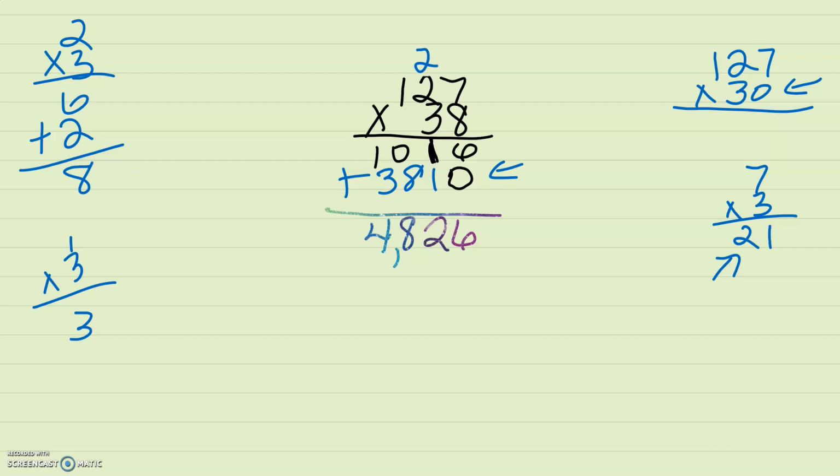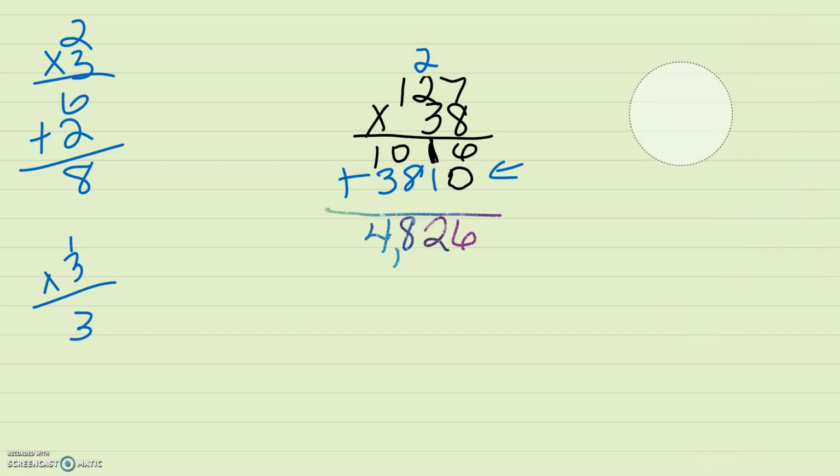All right, let's work another example. I'm going to erase this from our whiteboard. All right, our next problem is, okay, let's do 108 times 90. Okay, so our top factor is 108, our bottom factor is 90.